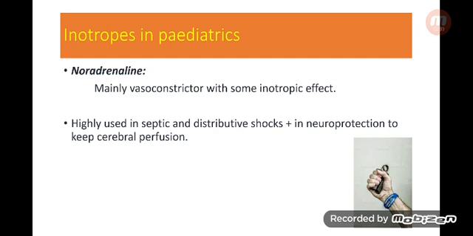Also be careful when you're dealing with struggling hearts, or I would say cardiogenic shock. You can't use noradrenaline alone, or you're going to add to the afterload. So be careful about that.